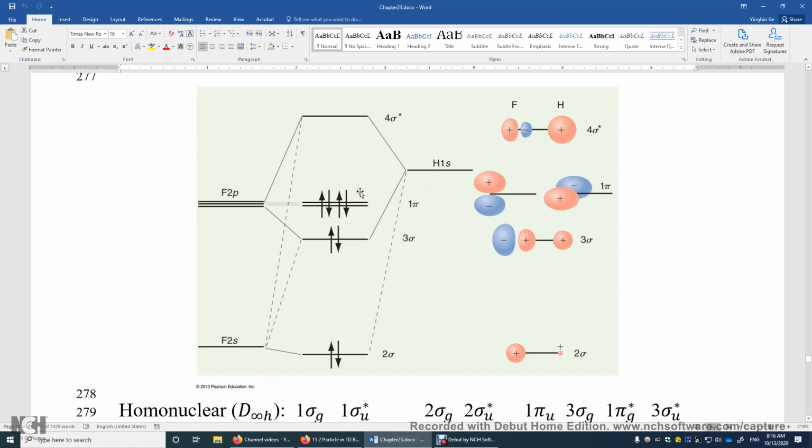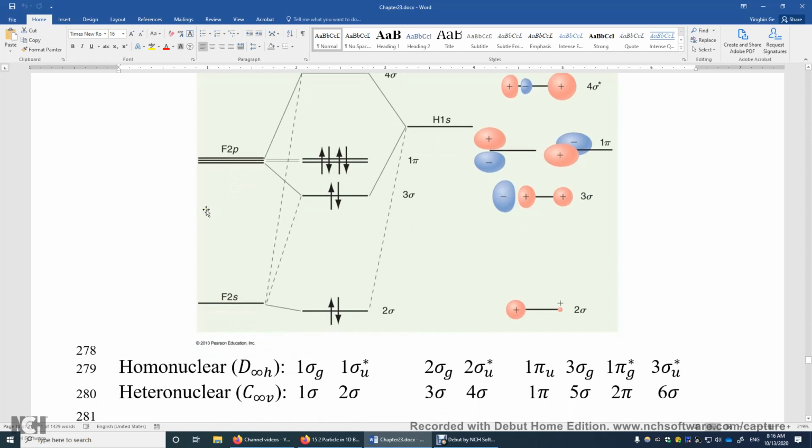Now look at this. We call these pi orbitals, but really they are just the p orbitals of the fluorine atom. It's just that when we talk about the atomic orbitals, we say these two are p orbitals. Now in HF, we call them pi orbitals because they have the pi symmetry.